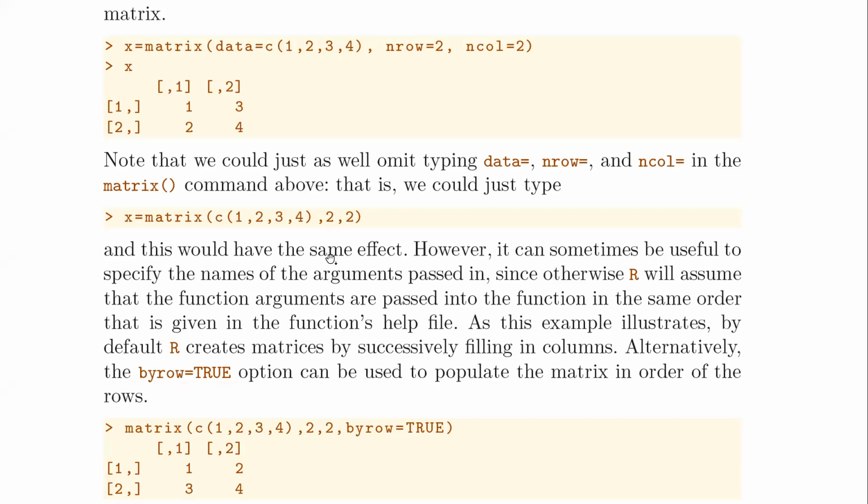Note that we could just as well omit typing data equals, nrow equals and ncol equals in the matrix command above. That is, we could just type this. It is a bit dangerous. One, even just for legibility. You might struggle to remember if, in this case, it's the same number of rows and columns, but if they were unequal numbers, just in terms of auditing your code, it's not entirely clear. And number 2, you're kind of trusting that you're placing everything in the right position. So it's always a lot safer.